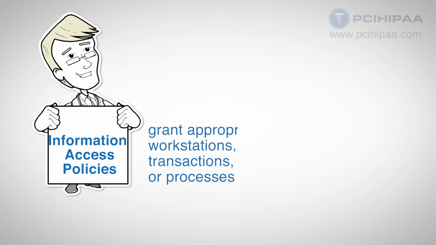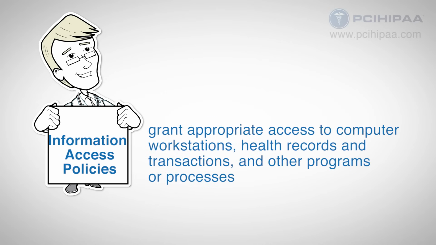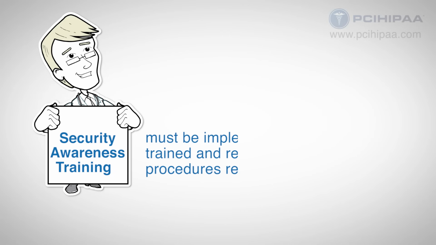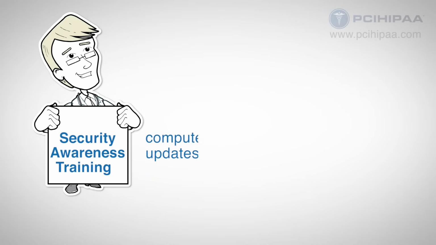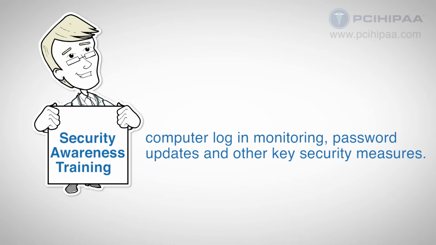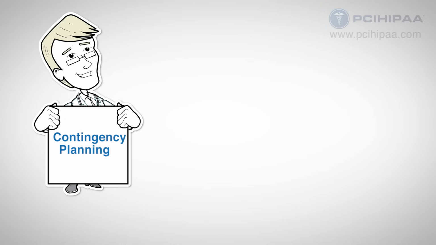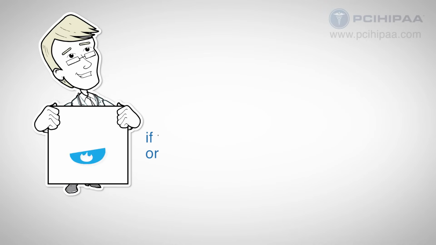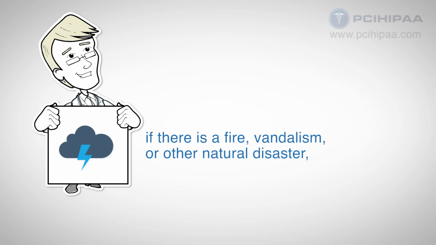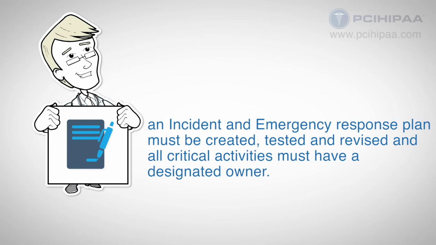Information access policies grant appropriate access to computer workstations, health records and transactions, and other programs or processes. Security awareness training must be implemented, so employees are trained and reminded of policies and procedures relating to software updates, computer login monitoring, password updates, and other key security measures. And contingency planning, so adequate preparation, policies, and procedures are in place in order to respond to an emergency. For example, if there is a fire, vandalism, or other natural disaster, an incident and emergency response plan must be created, tested, and revised, and all critical activities must have a designated owner.